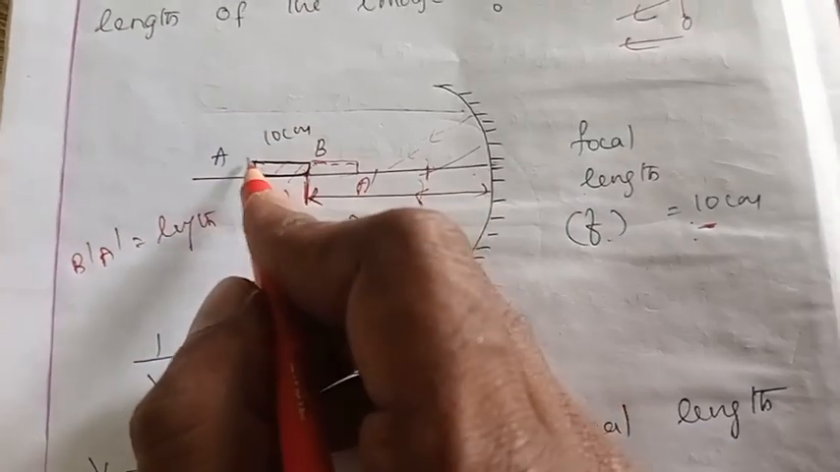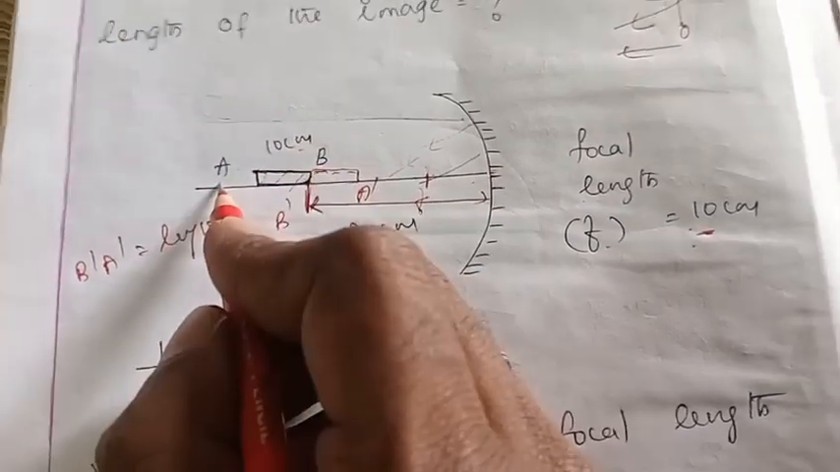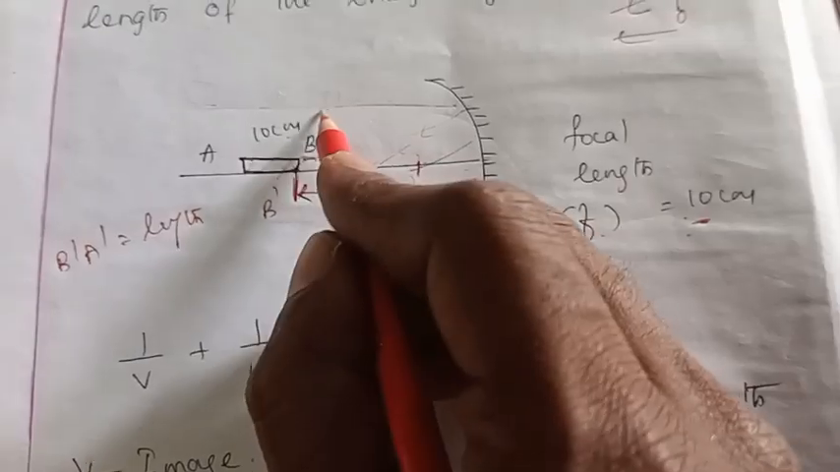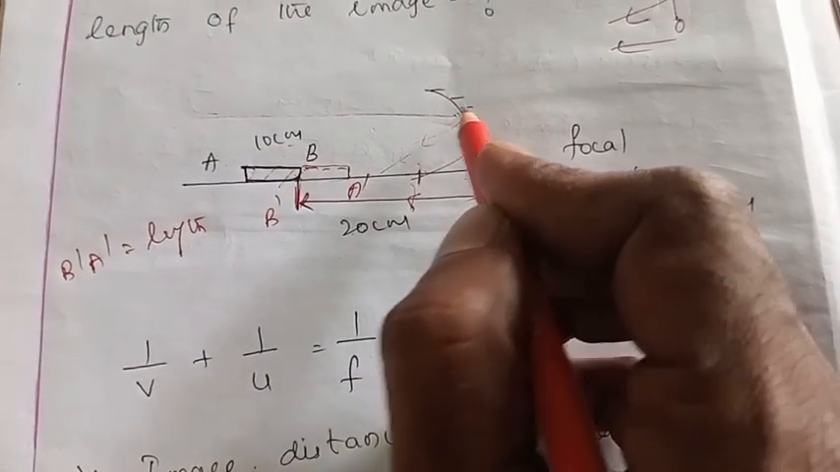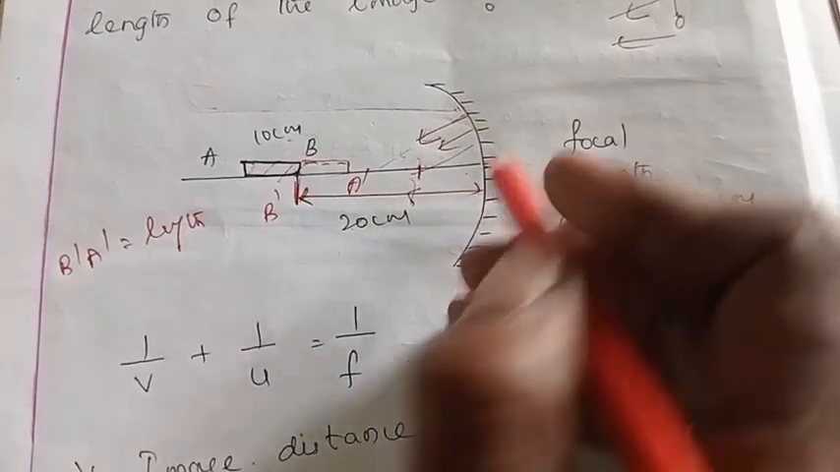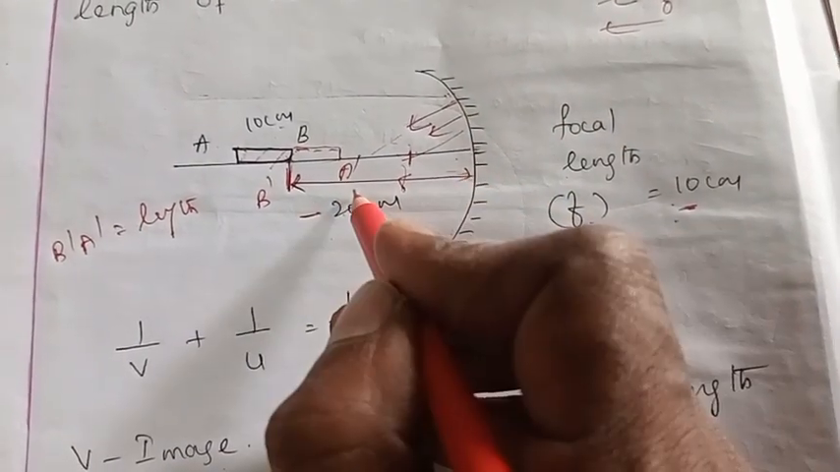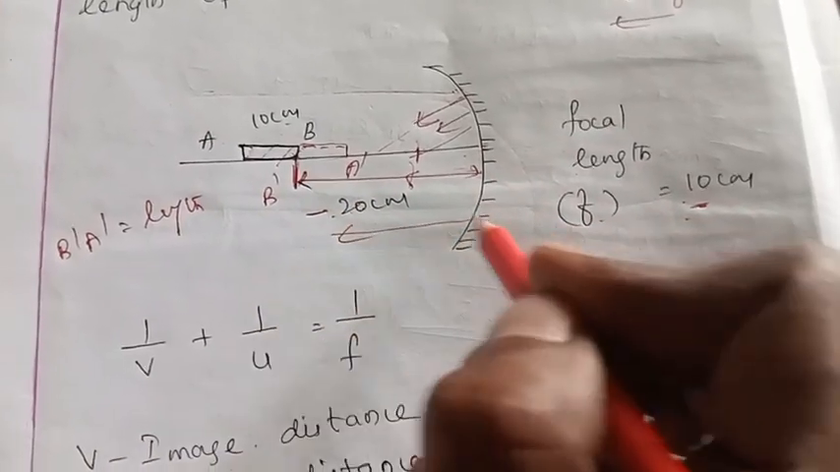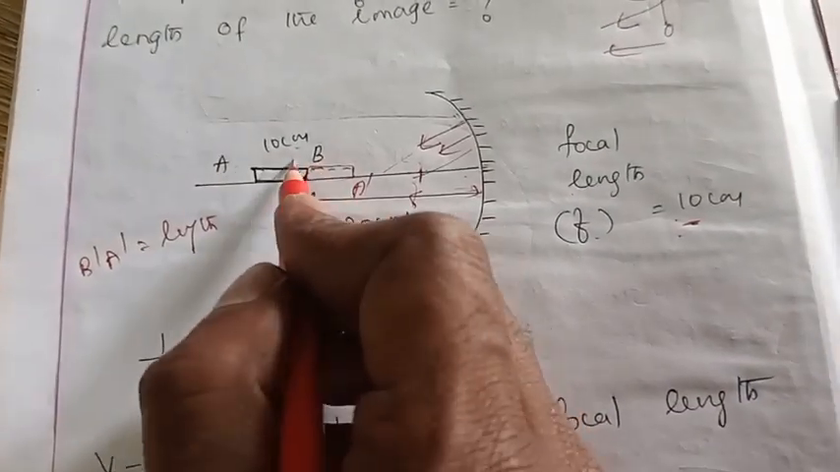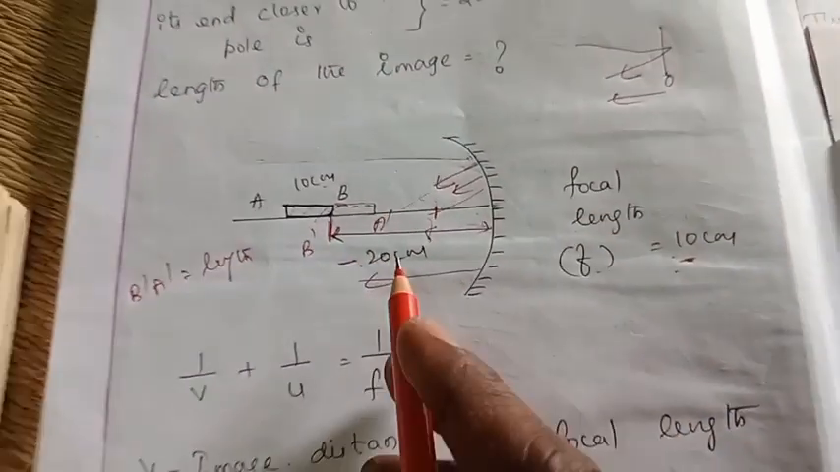If you look at the rod AB, it is 10 centimeter, so B to A means minus 10 centimeter, because we are talking only about the rays after they fall on the concave mirror. That is why we put minus. After falling, we consider minus 20 centimeter. So the length of the rod is minus 10 centimeter, and the focal length is minus 10 centimeter. Correct, so that's why we are putting it.